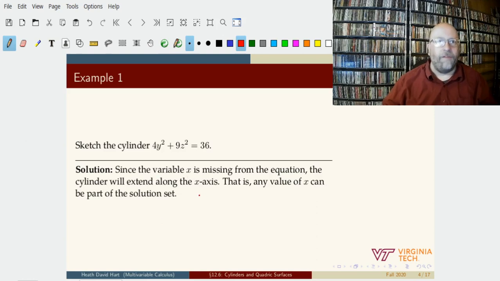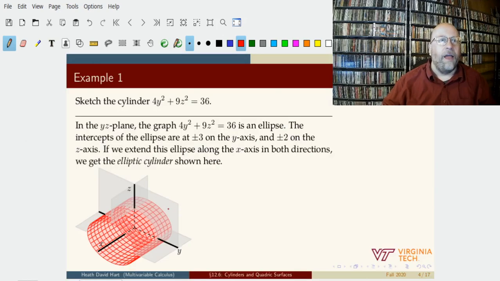Since the variable x is missing, the cylinder extends along the x-axis. And so we get this shape here. It's nice and easy when you have a machine graphing this for us. But let's walk through the steps again.